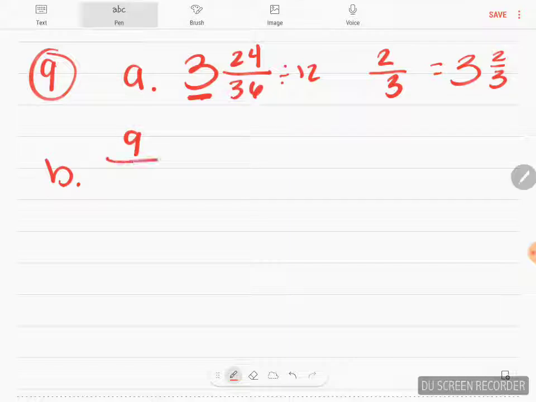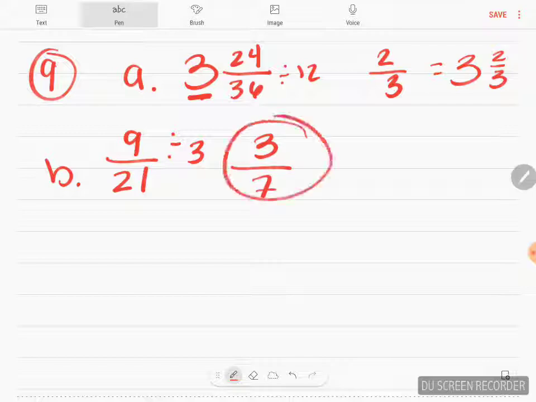B. We got 9 over 21. For this problem, I know that I can divide both of these numbers by 3. 9 divided by 3 is 3. 21 divided by 3 is 7. I cannot reduce this any further. So those are my 2 answers for those when we're reducing.